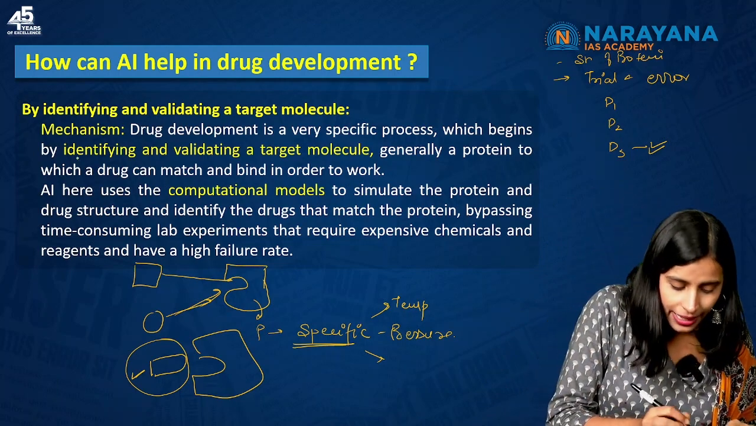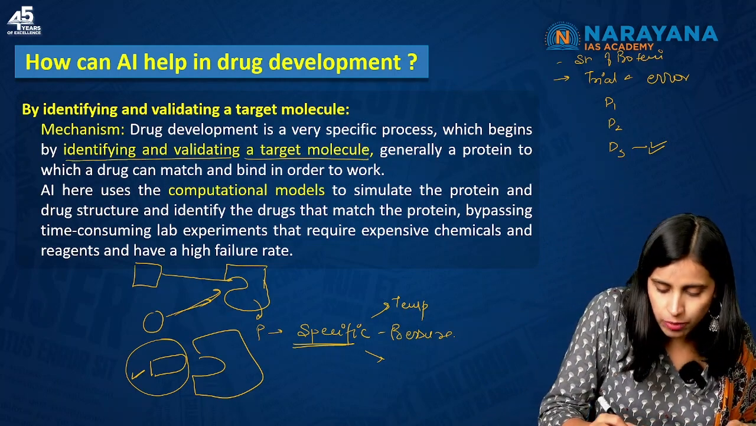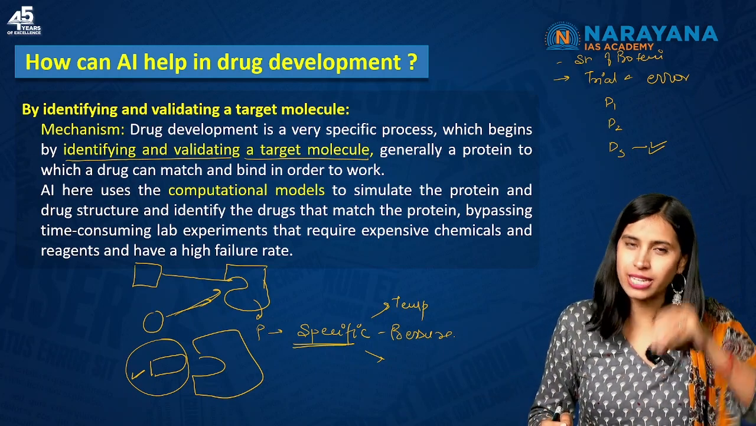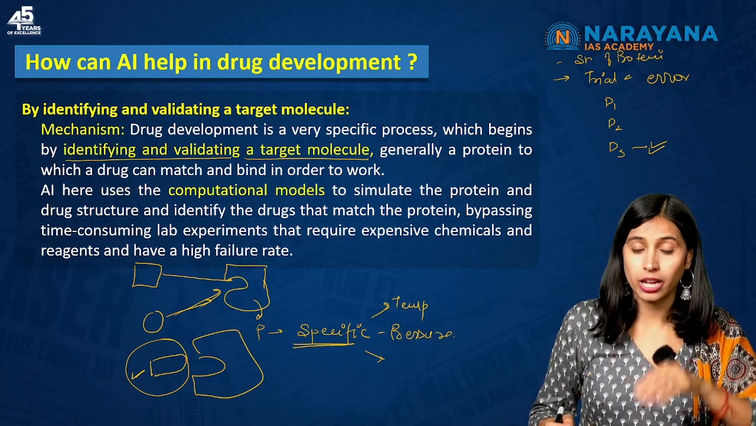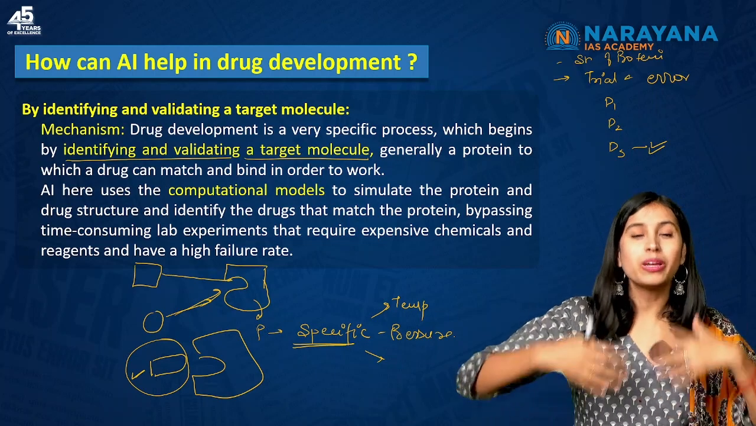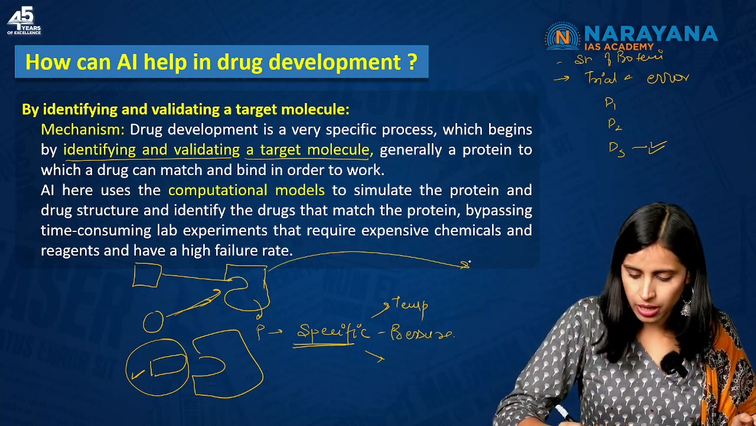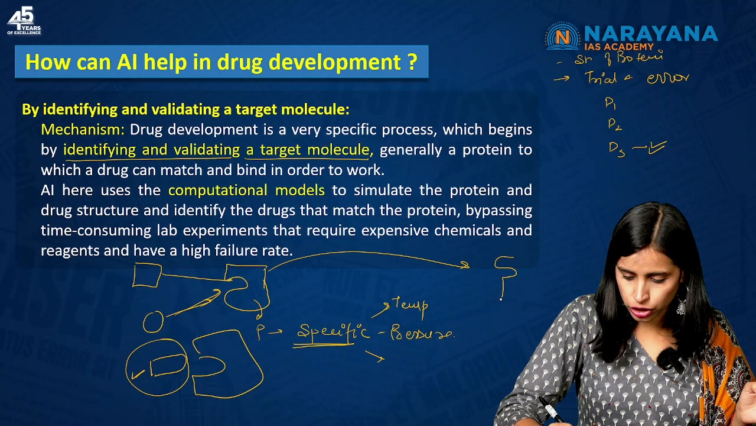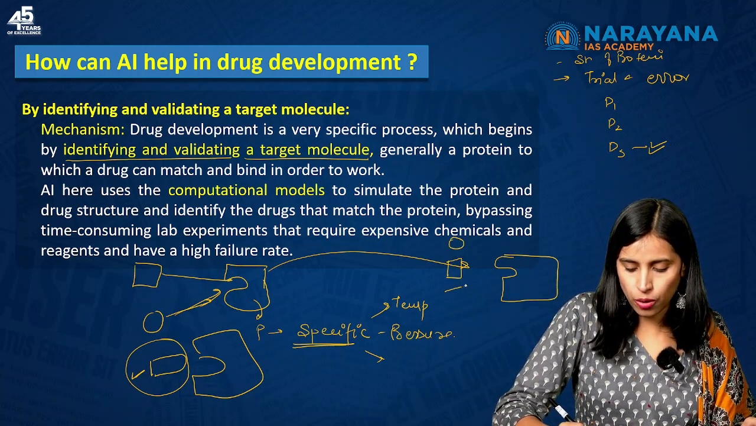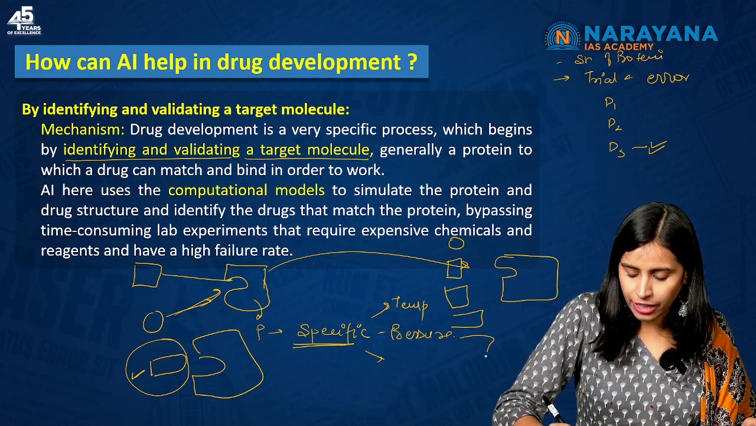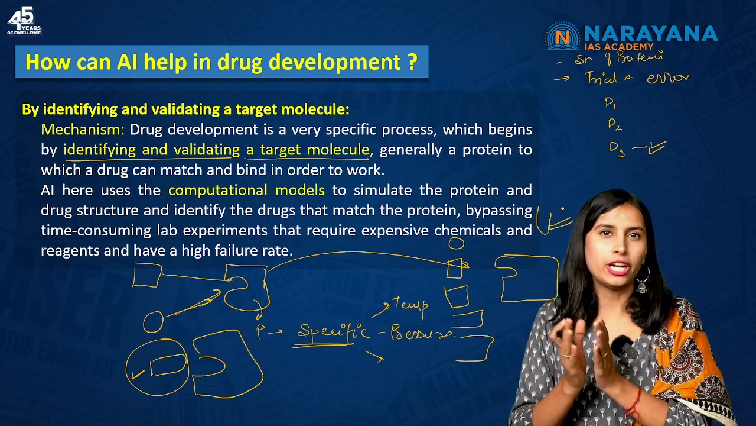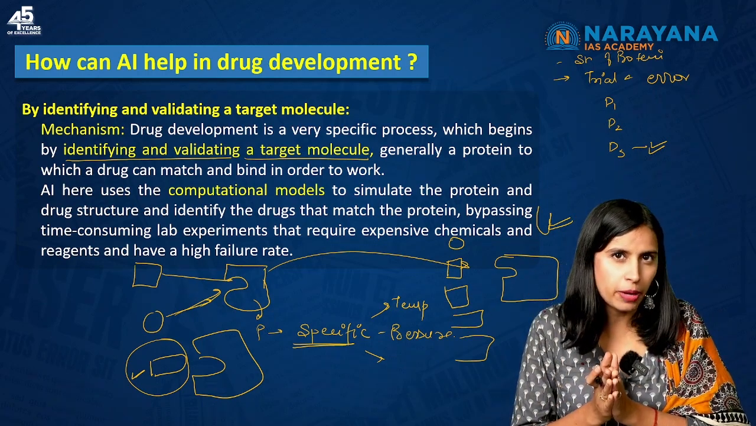It can help in identifying and validating a target molecule, the target molecule that you're looking for. Because this protein is what? This protein is a target molecule that you're trying to activate. What artificial intelligence does is it comes up with a computational model and simulates the structure of the protein. Then a computer will analyze multiple kinds of drugs that you are feeding it. And then it will come to the conclusion that, okay, this drug is most suitable because it can fit into this. This can activate this particular kind of protein.